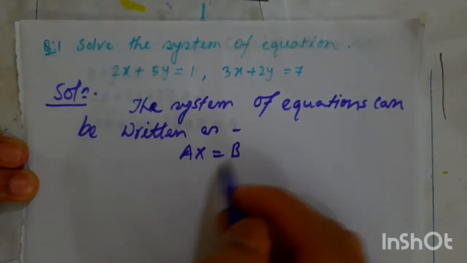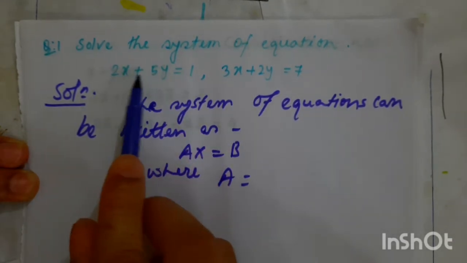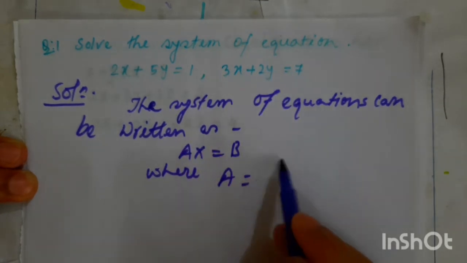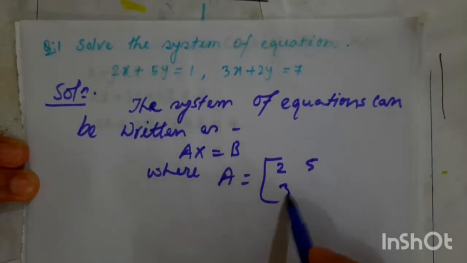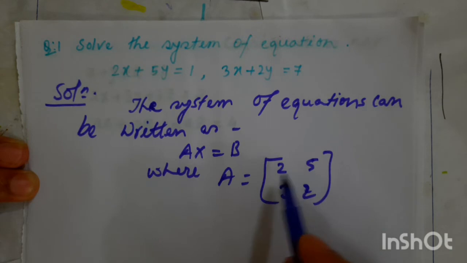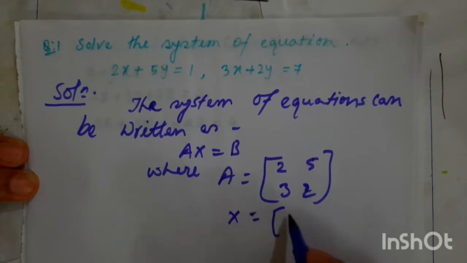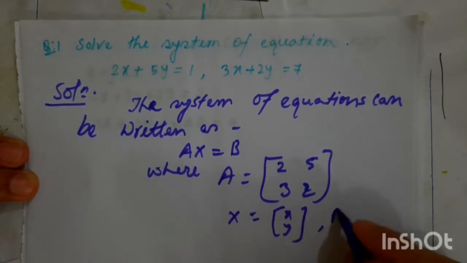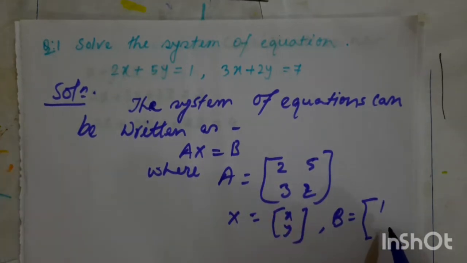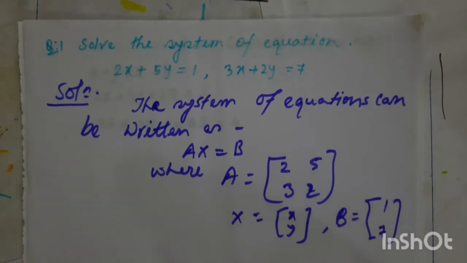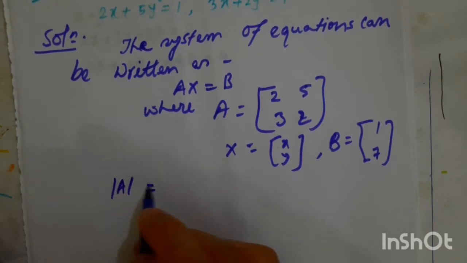AX equal to B, where A will be of order 2 by 2, because only 2 equations are available, not 3 equations. So A is 2, 5, 3, 2. We have to put the coefficients of x and y here, X will be x and y, and B will be the constant terms, that is 1 and 7.